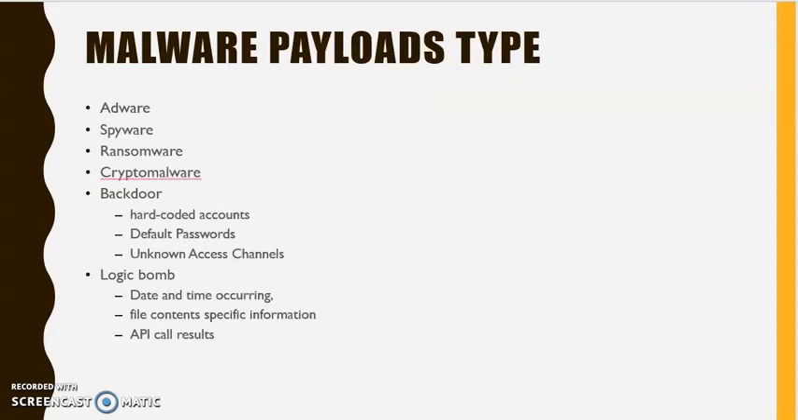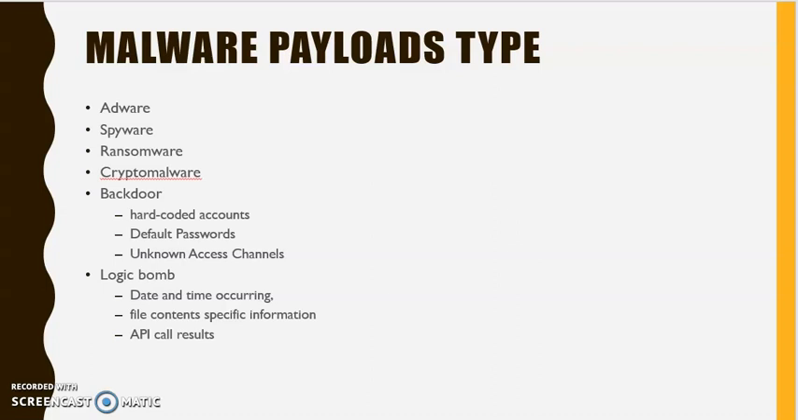Now our next component is payload, and we have different types of payload. As we see, we have adware, spyware, ransomware, crypto malware, backdoors, logic bombs, and there are others as well, such as advanced malware. So let's discuss these.